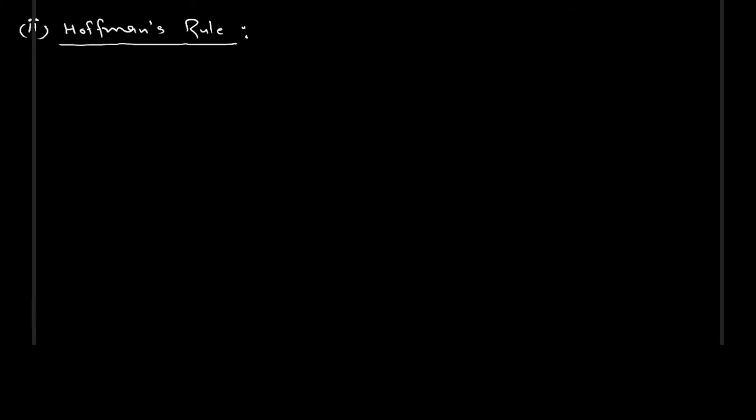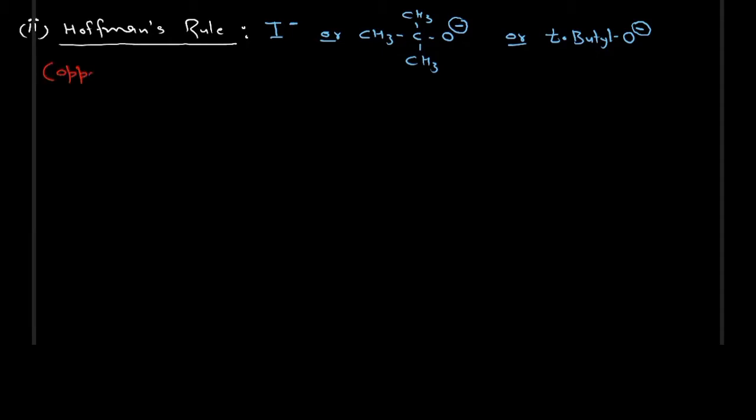Here, the reagents are iodide, or CH3 and O minus, or this is what? This is tert-butyl oxide. Tert-butyl O minus. And remember this: this is just the opposite of Saytzeff's rule.